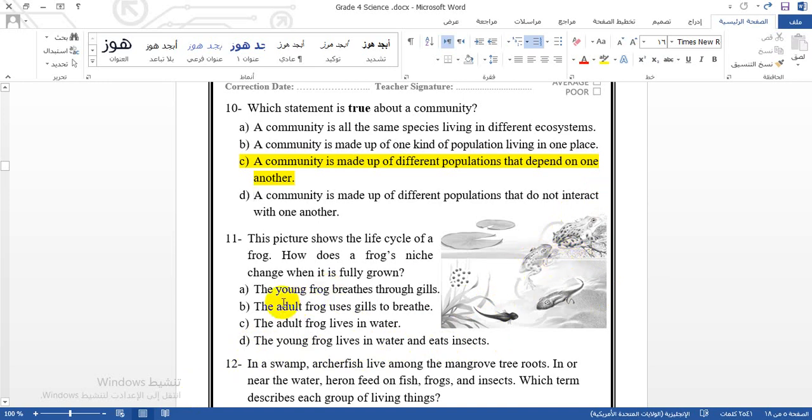Okay, let's see here before I select this one, because maybe here the young frogs breathe through gills. No, the adult frog uses gills to breathe. Also this one and this one are not correct. So I think the correct one is letter D. The young frogs live in the water and eat what? Insects. Okay, guys.